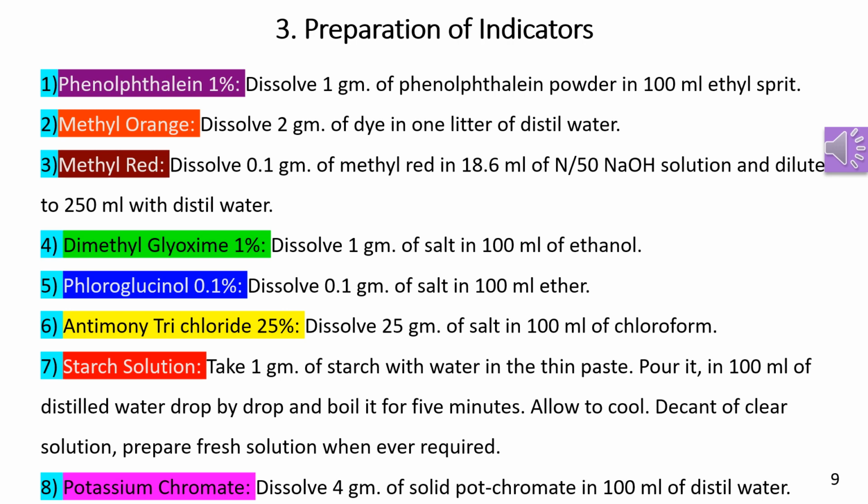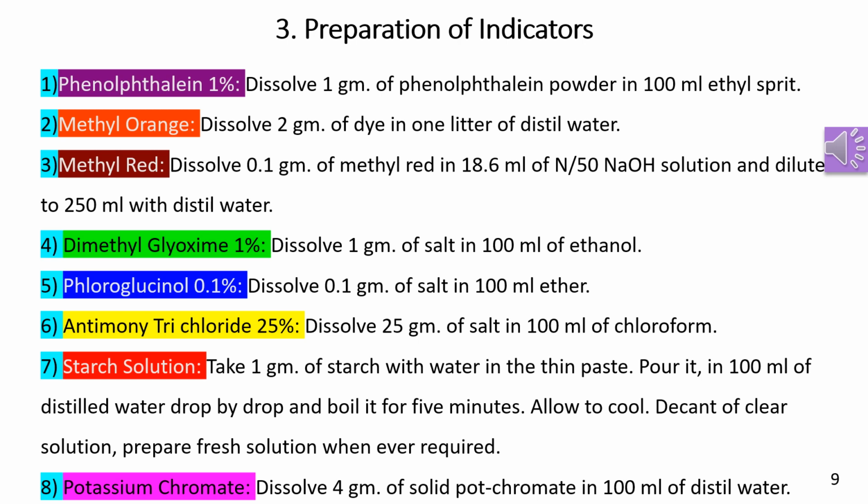Procedure: take 1 gram of starch with water in a thin paste, pour it in 100 ml of distilled water, drop by drop, and boil it for 5 minutes. Allow to cool. Decant the clear solution. Prepare fresh solution whenever required.